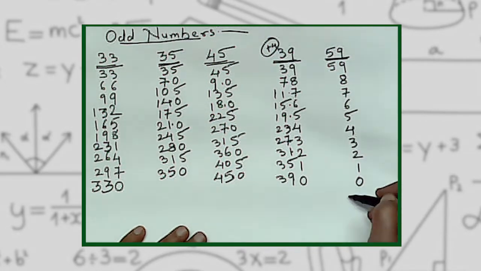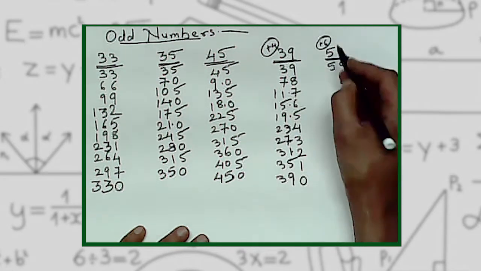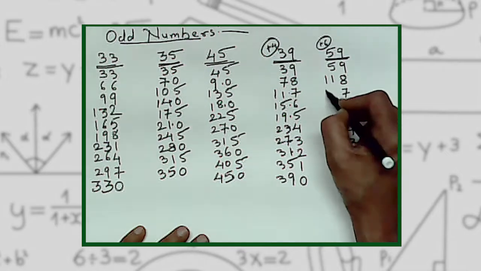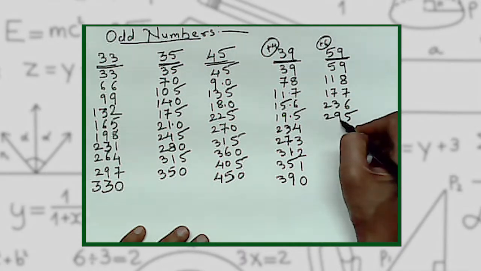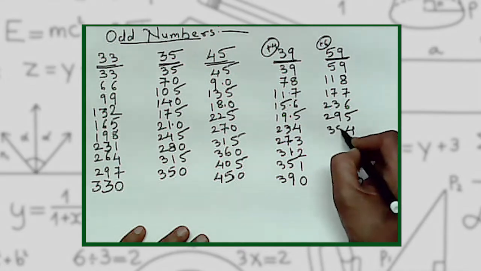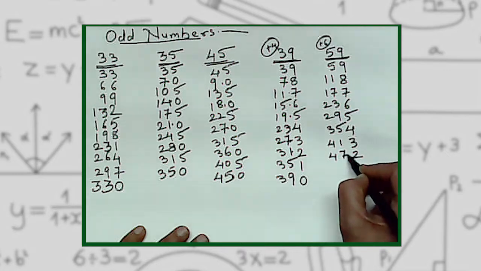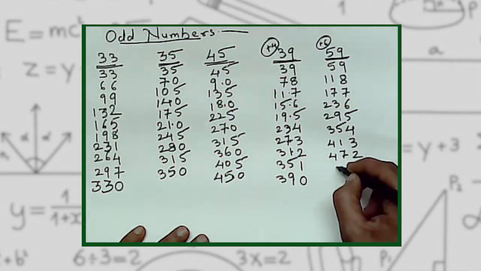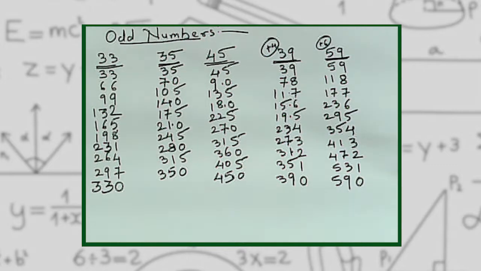No need to waste your time in writing, in giving points. You can directly add, instead of 5, you can directly add 6. 5 plus 6, 11. 11 plus 6, 17. Plus 6, 23. Plus 6, 29. Plus 6, 35. Plus 6, 41. Plus 6, 47. Plus 6, 53. Plus 6, 59. We have finished table of 59 also.